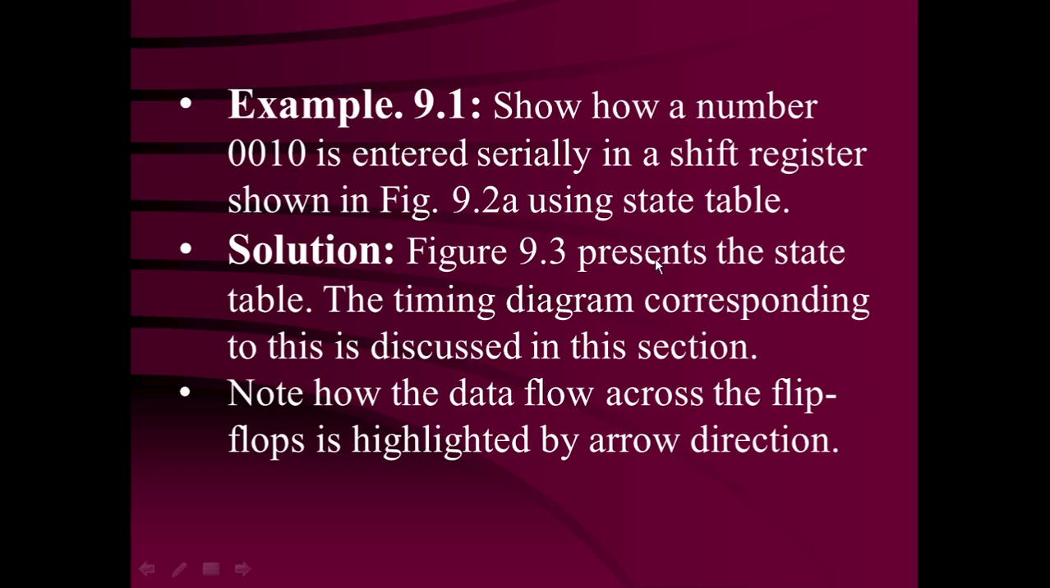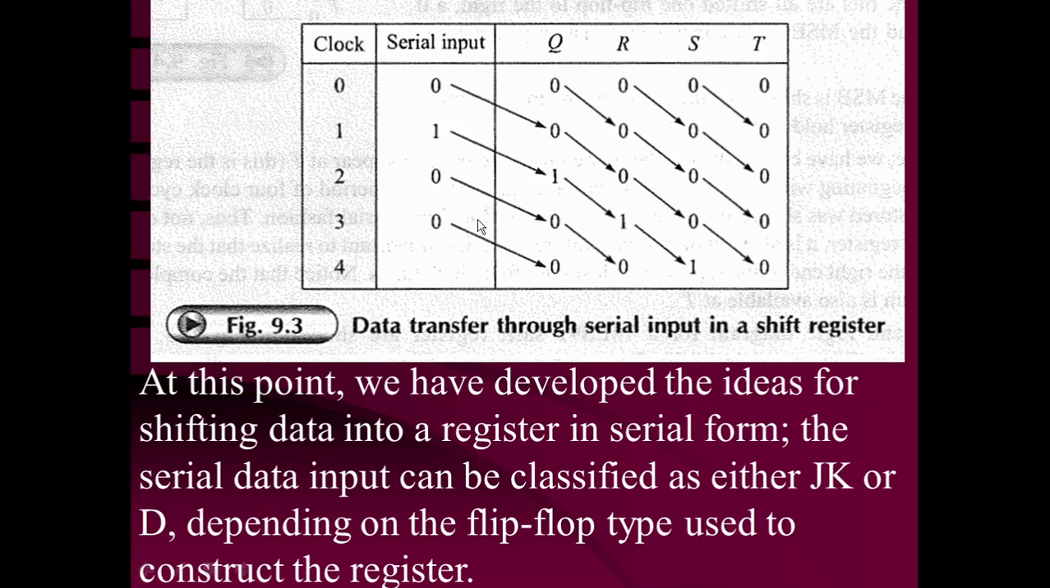Figure 9.3 represents the state table. The timing diagram corresponding to this is discussed in this section. Note how the data flows across the flip-flops is highlighted by the arrow direction. So this is the state table through which we are discussing how the 4-bit data, that is 0100, will be loaded into the shift register in a serial fashion. So this is the serial data input. The first bit, LSB, is going to be 0, the next is going to be 1, the third is going to be 0, and the MSB is going to be 0.